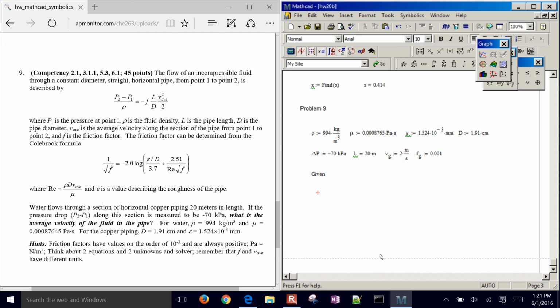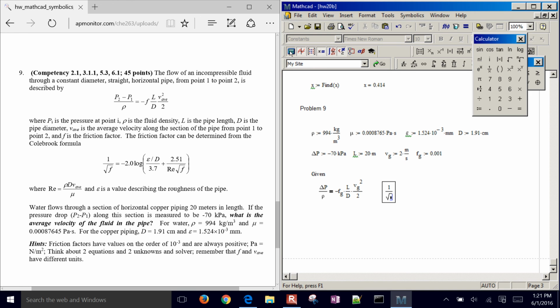Now I'm just going to have two equations, the ones that are shown right up there. Delta P over rho equals negative f. I'll put my guess value in there, L divided by D, times the guess value for the velocity, and divided by 2. Okay, so here's the first equation. The second one is 1 divided by square root, which is the backslash, or you can find it up here in the calculator.